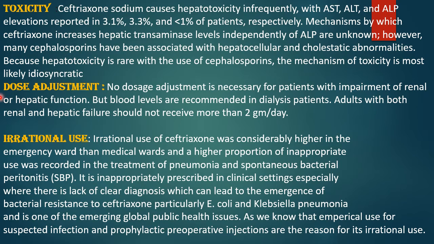What is the dose adjustment? No dose adjustment is necessary for patients with impaired renal or hepatic function, but we should monitor the blood levels of patients who are on dialysis. Also, adults with both renal and hepatic failure should not receive more than 2 gram per day. It means if you are giving less than 2 gram per day, it is okay, but those with renal or hepatic failure should not receive more than 2 gram per day.